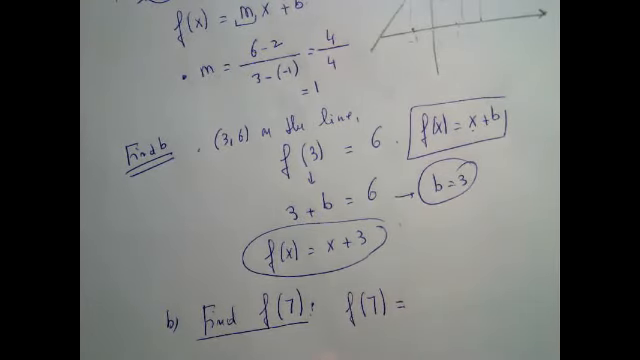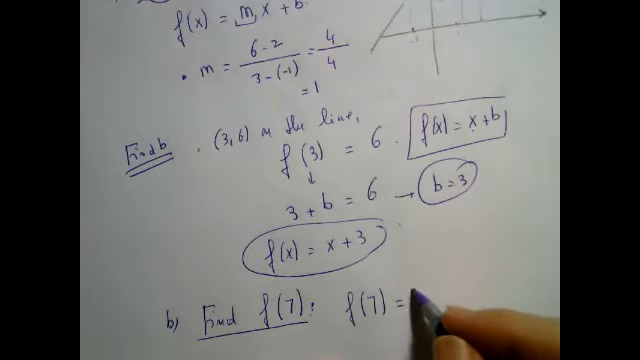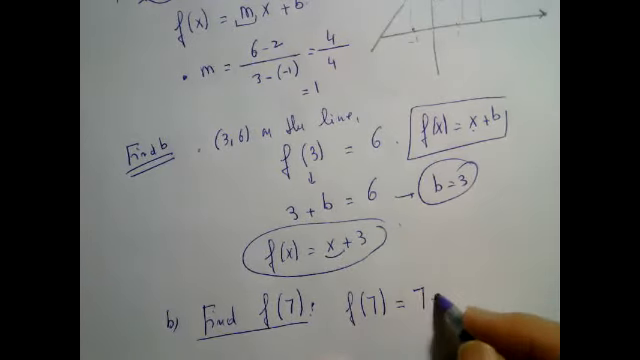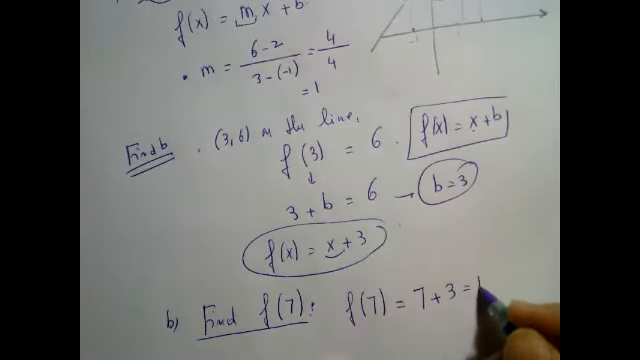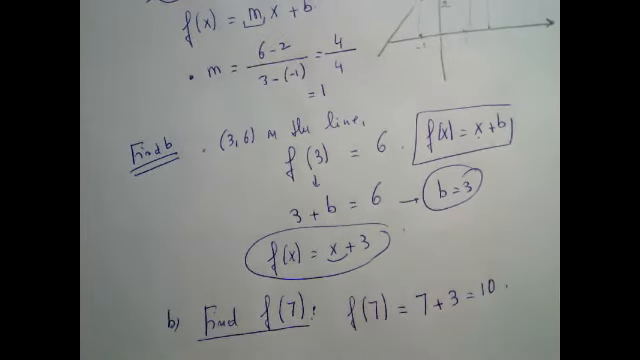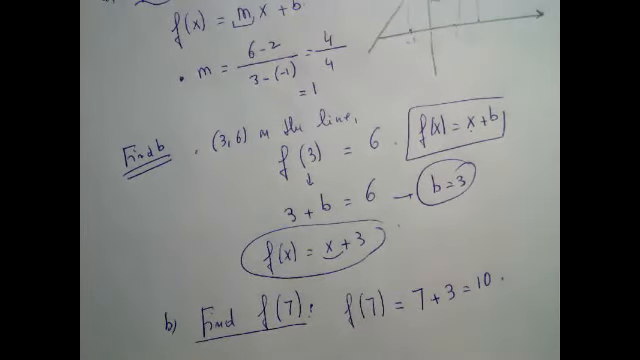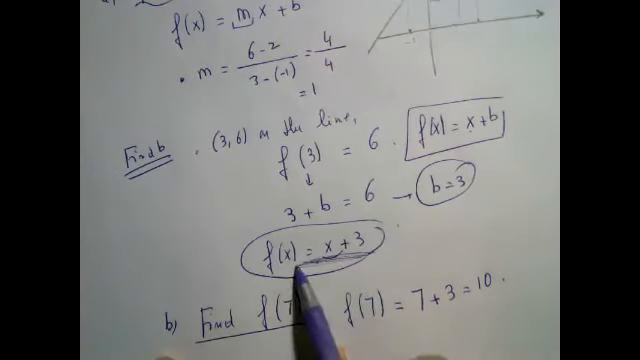What is f of 7 now? You plug in 7 for x. It's equal to 10. Okay, so now this is a function. And if I tell you it's linear, then we can find a formula for it. I tell you, find f of 7. Now, since I have a formula for the function, f of 7 is equal to 10.